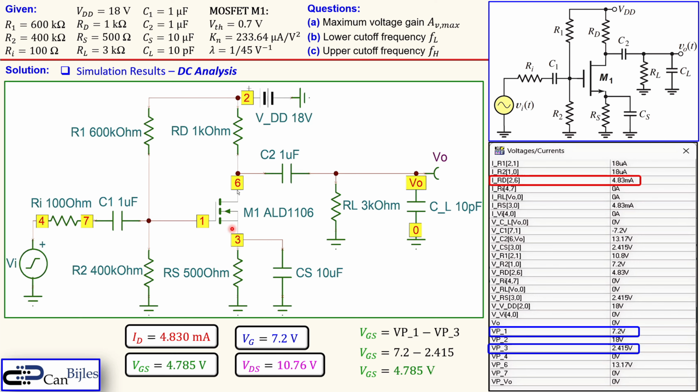How about the VDS, because that's the voltage at node 6 and the voltage at node 3. Now the voltage at node 6 is 13.17 volts. And now I can use this and also the voltage at node 3. Again, in the same manner, that's VDS. The value will be 13.17 minus 2.415, and that will then be 10.76 volts as we have. So this is nice. So we have verified our DC analysis in the simulations also.